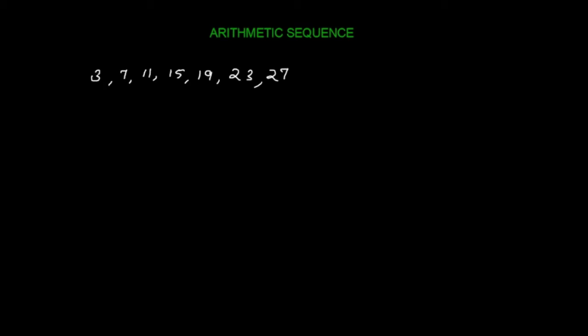So in this, the first term, this 3, is A1. First term is 3. Second term is A2. Third term is A3. Fourth term is A4. Fifth term is A5. Sixth term is A6. And the seventh term is A7. Right? These are the 7 terms in this sequence.